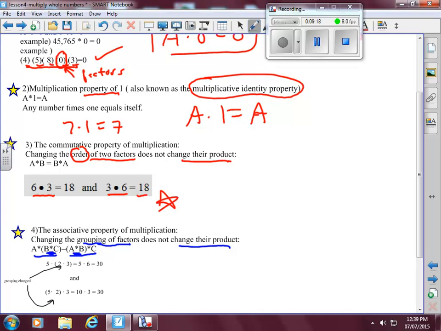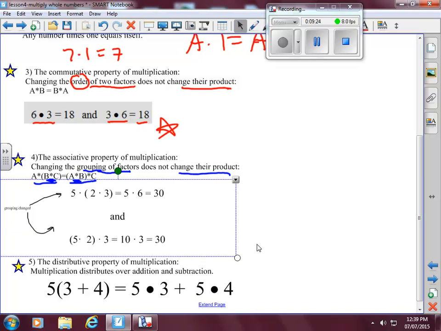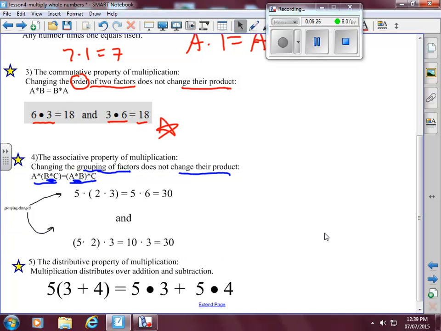And then there's that illustration. In fact, I'll see if I can make that larger. Let's zoom in on that. See? 2 times 3 would make 6, and 5 times 6 is 30. But if you group the 5 and the 2 together and do that first, 5 times 2 is 10, but hey, times 3, you still get 30. So grouping does not change the product either. And so the associative property holds true for multiplication, but not for division and not for subtraction.